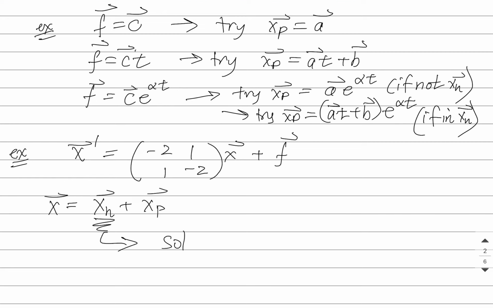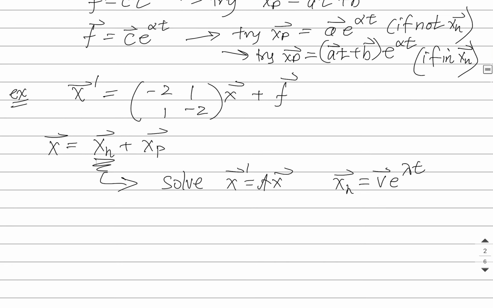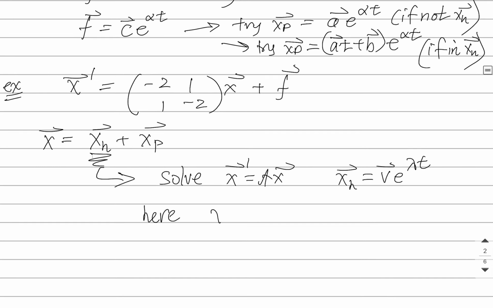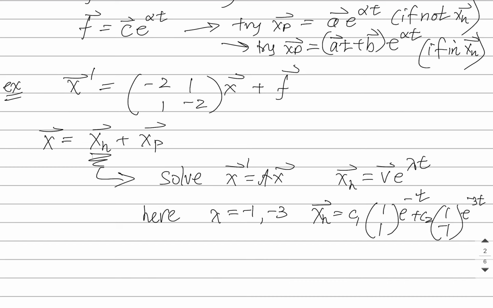That means we have to solve x prime equals AX. We will always try that this homogeneous solution should be e to the lambda t for a constant coefficient problem. Without going through the details here, it will turn out that lambda is -1 and -3, and that the homogeneous solution will be a linear combination of the following: c1 times (1, 1) e to the minus t, plus c2 times (1, -1) e to the minus 3t. You can pause the video and try that out for yourself. This is just review.